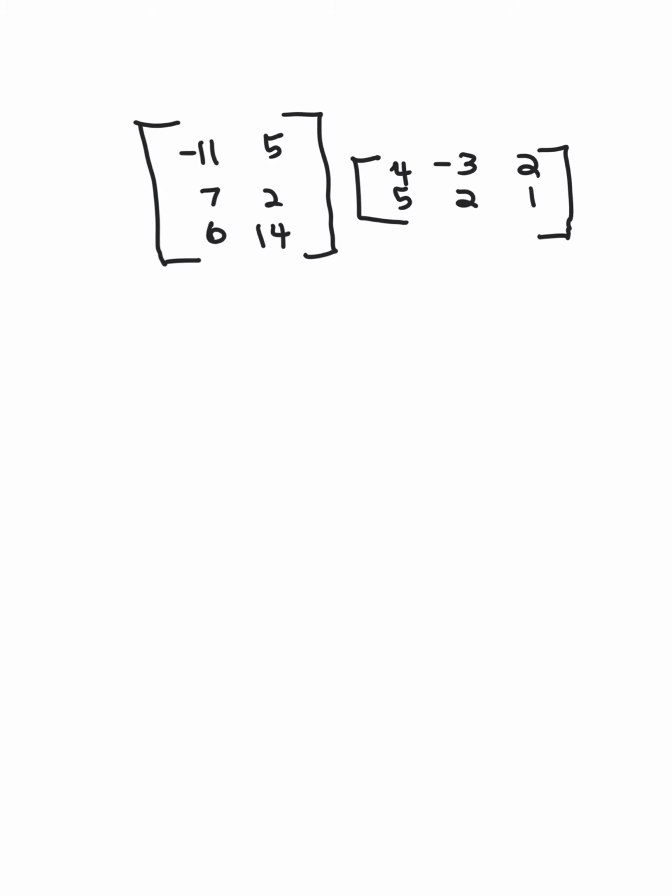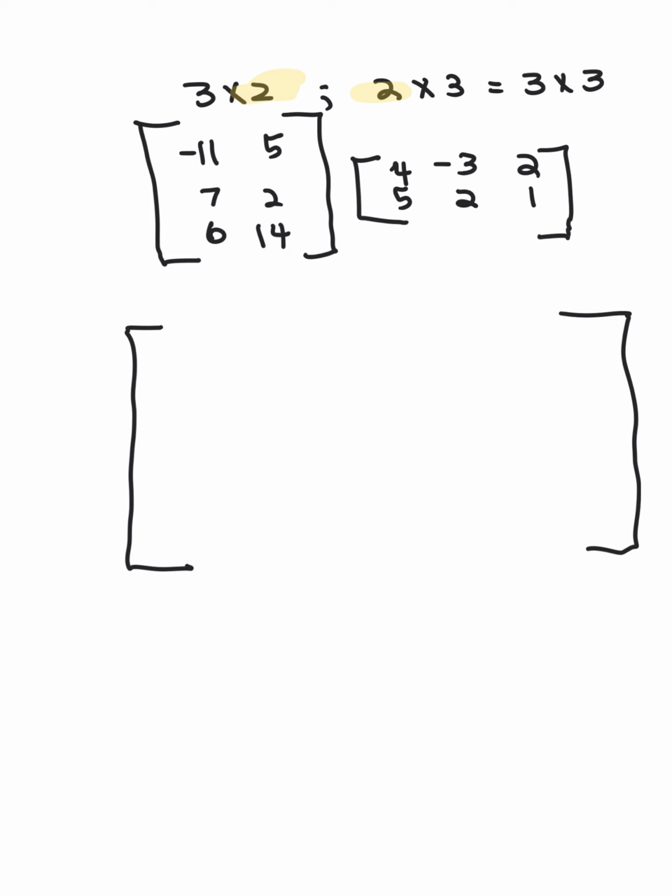All right, on this example, our first matrix has 3 rows and 2 columns. Our second matrix has 2 rows and 3 columns. What I'm looking for is to make sure that my middle numbers are matching. So I have a 2 and a 2. They are. And that tells me now that my resulting matrix is going to be a 3 by 3. That means it is going to have 3 rows and it is going to have 3 columns.